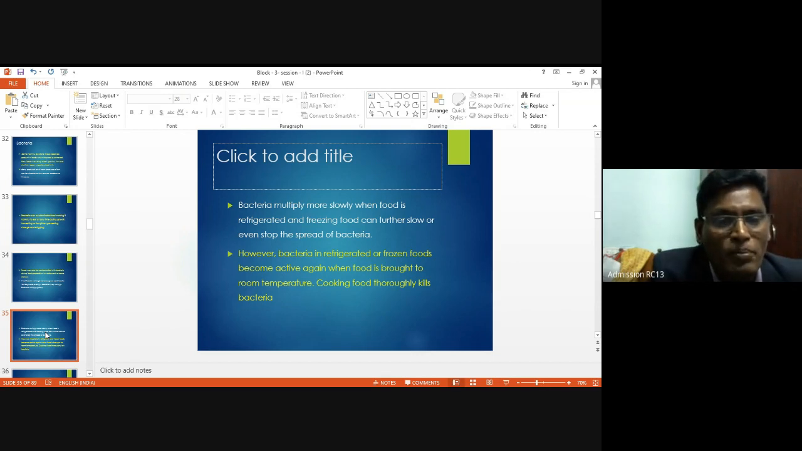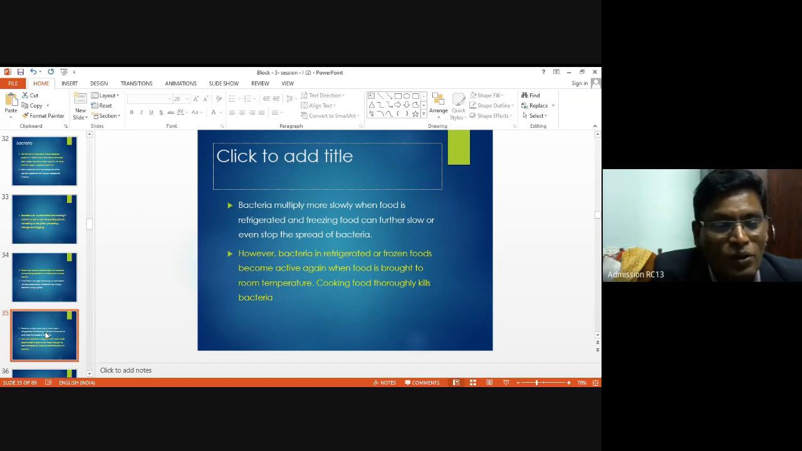Bacteria multiply more slowly because the environmental condition, the temperature, plays a role. For example, food kept refrigerated, and freezing food, can further slow or even stop the spread of bacteria, which prevents contamination of the food. However, bacteria in refrigerated or frozen foods become active again when the food is brought to room temperature.